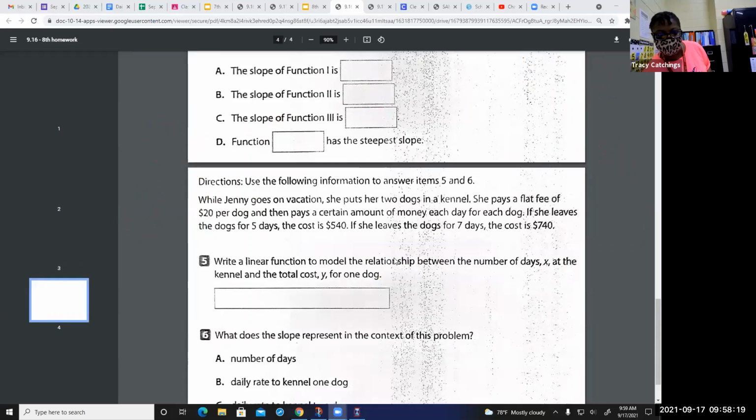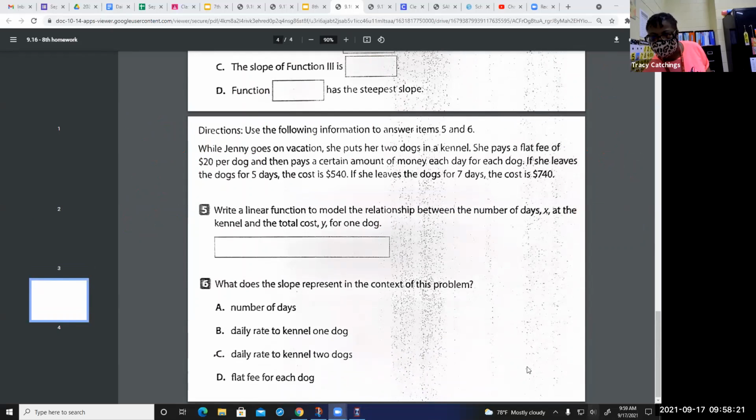And the last one. It said, while Jenny goes on a vacation, she puts her 2 dogs in a kennel. She pays a flat fee of $20 and then pays a certain amount for each day. She leaves the dogs for 5 days, it costs $5.40. If she leaves the dogs 7 days, it'll cost $7.40. They want us to write a linear function to model the relationship between the days and the cost.